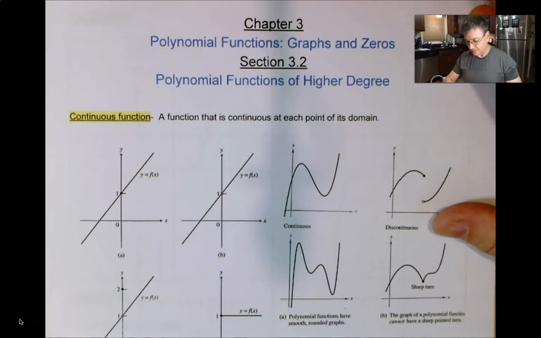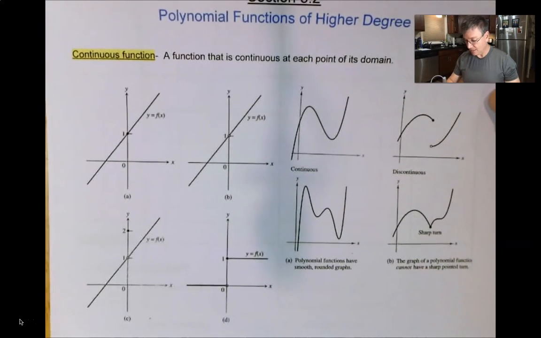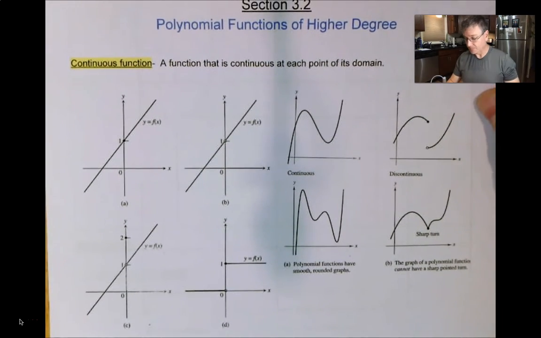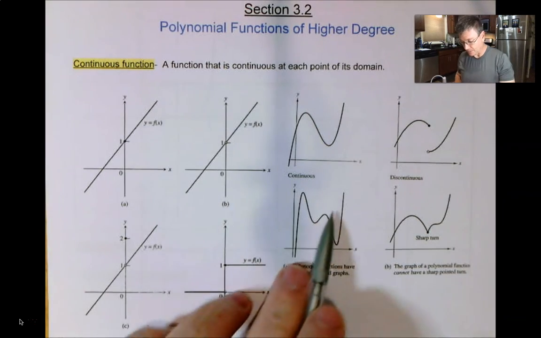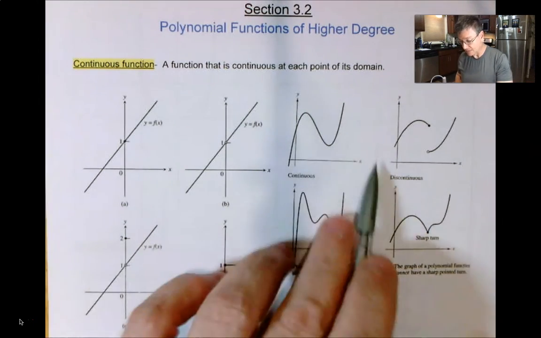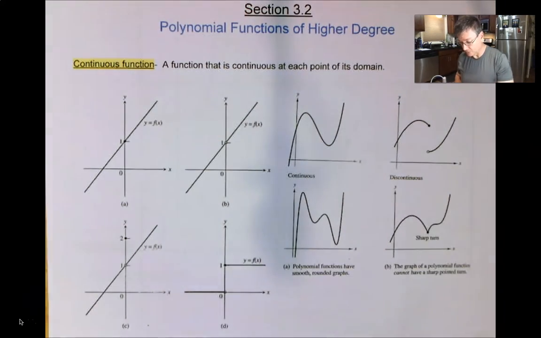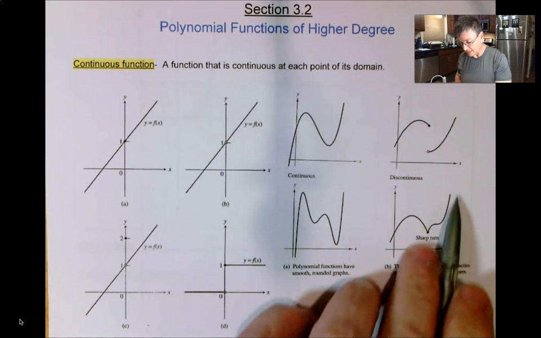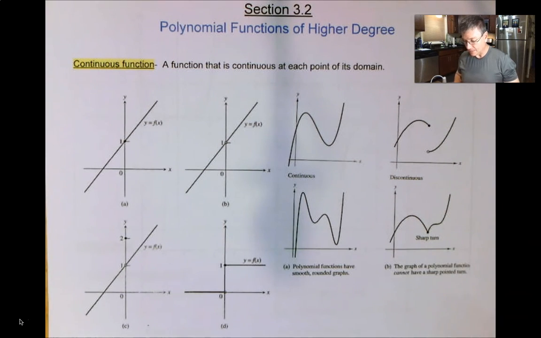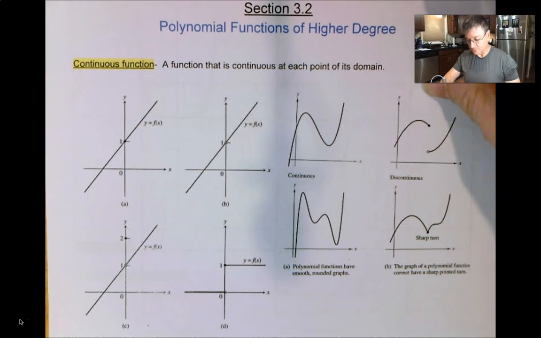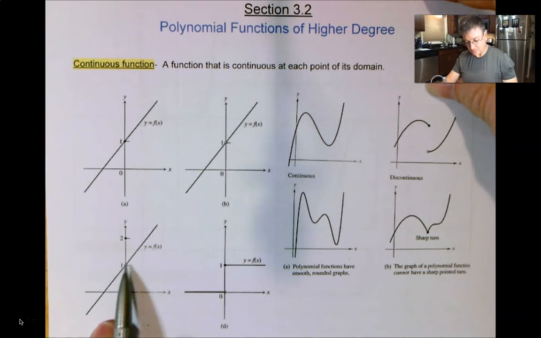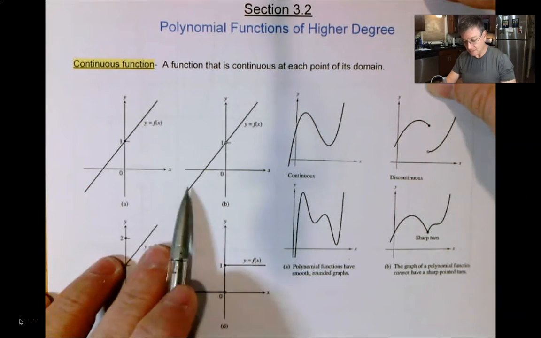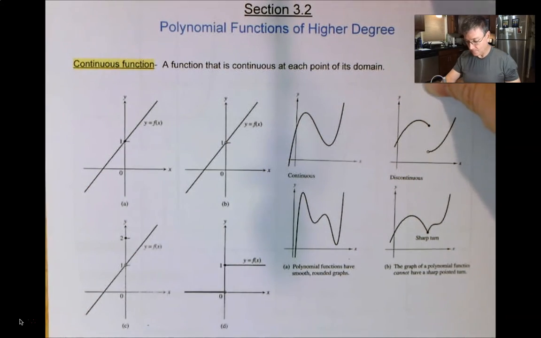Here I have examples of continuous and discontinuous functions and the definition of what a continuous function is. So continuous, continuous, discontinuous, there's a jump. This is continuous, but it has a sharp turn. Polynomial functions don't have sharp turns. This is discontinuous because there's a hole, continuous, discontinuous because there's a hole.